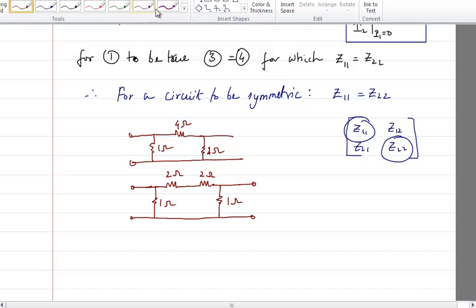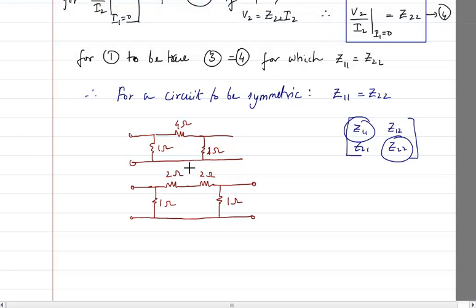I can draw a line right in between this, and you will feel that whatever is there on this side is the mirror image of the other side, isn't it? So here you are having 2 ohms, here also you are having 2 ohms, here you are having 1 ohm, here also you are having 1 ohm.